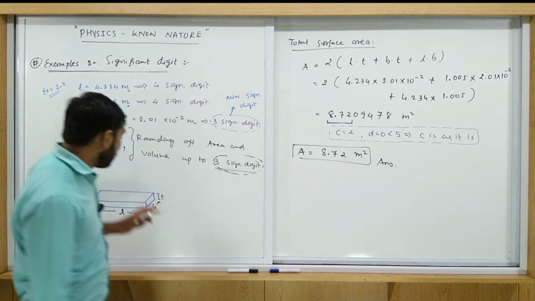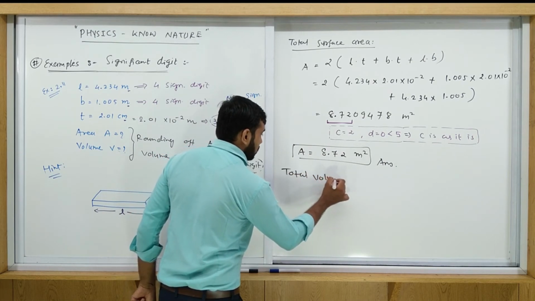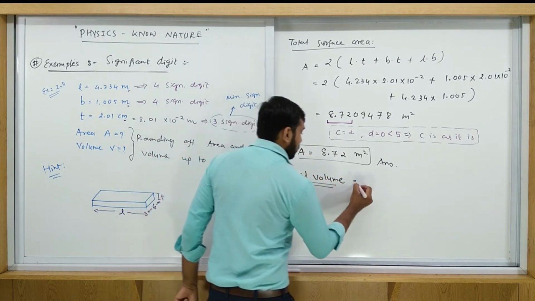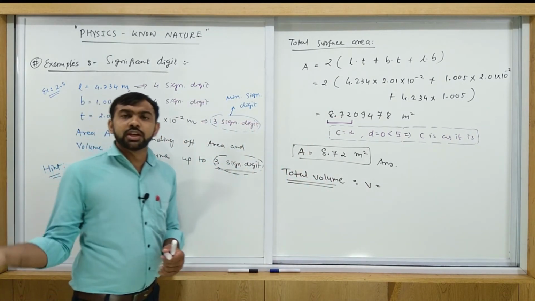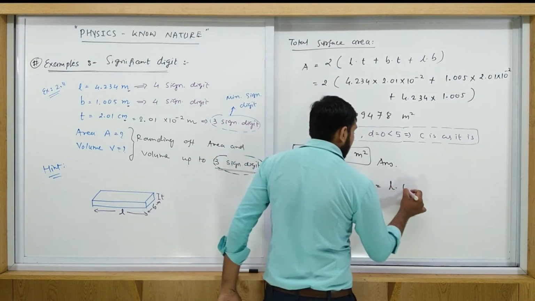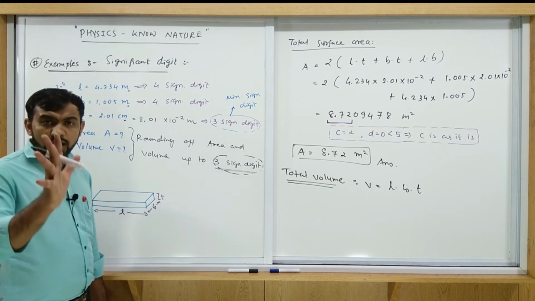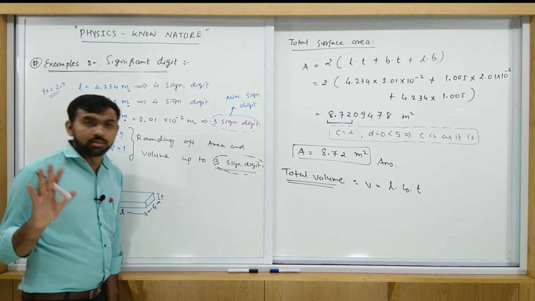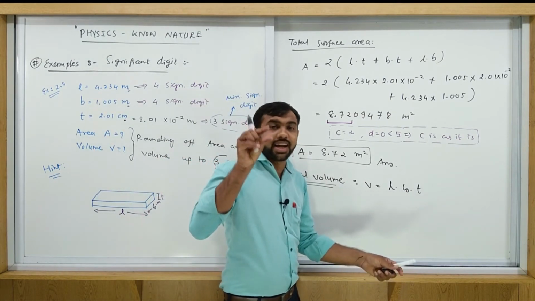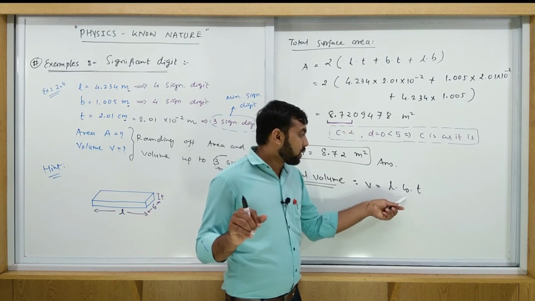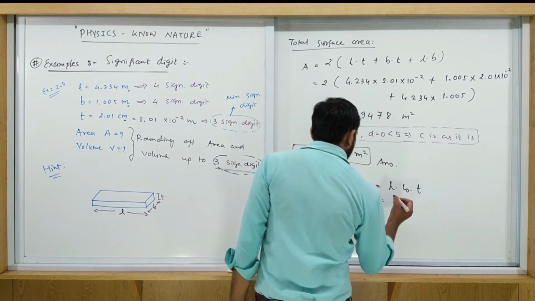Okay, let's count the volume. Total volume. So V is equal to, if you want to find the volume of a cube, length into breadth into height. Here you consider the thickness as the height. For any cuboid, what is the volume? Length into breadth into height, but what is the height here? Height is the thickness. So length into breadth into thickness. Let's put all the values. So what do you get? 4.234.